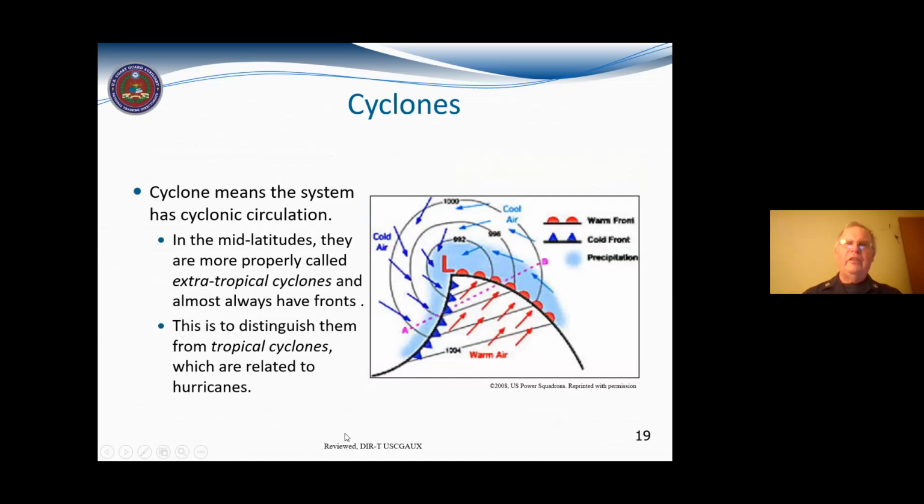Now here is our weather. A low pressure center with two fronts. There's a warm front leading and a cold front behind it. Cold air is coming down behind, pushing this front. Warm air is coming up from the south, pushing this front. In the mid-latitudes, they're more properly called extratropical cyclones to distinguish them from hurricanes. This is what we get through here every few days, summer and winter.